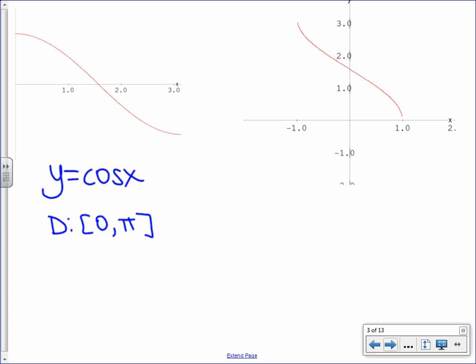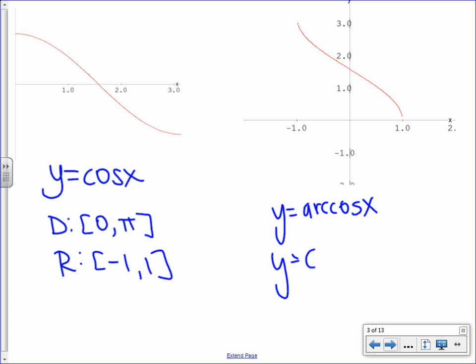If we do negative pi over 2 to pi over 2, we just get the hill. We don't get the full oscillation. So that's why it's different, 0 to pi, instead of negative pi over 2 to pi over 2. Our range is -1 to 1. Then when we find the inverse, we get this graph right here. We write this as arc cosine or inverse cosine.